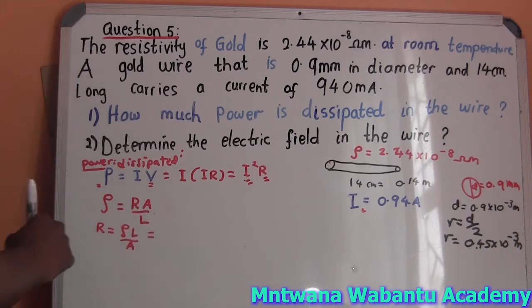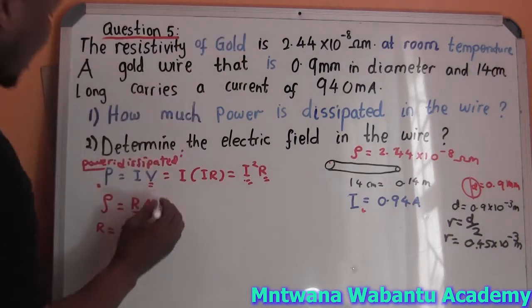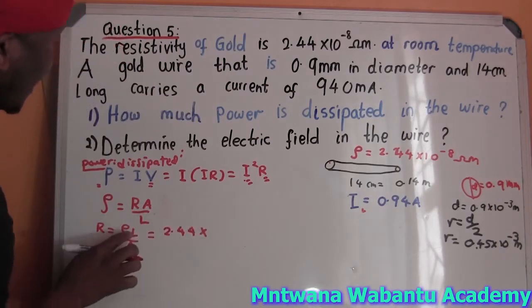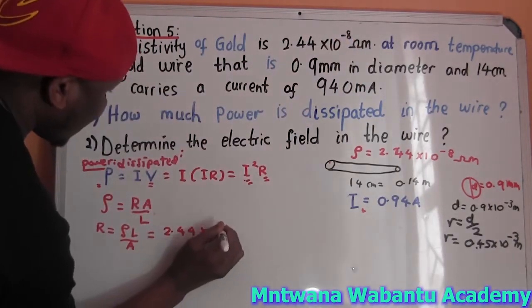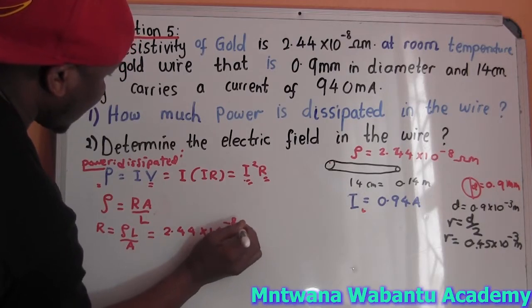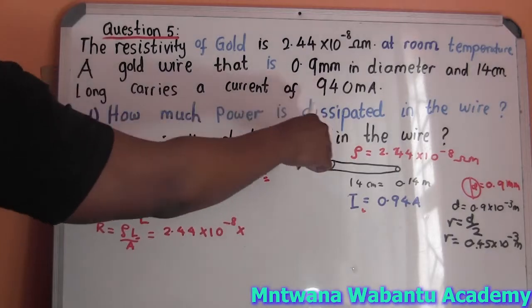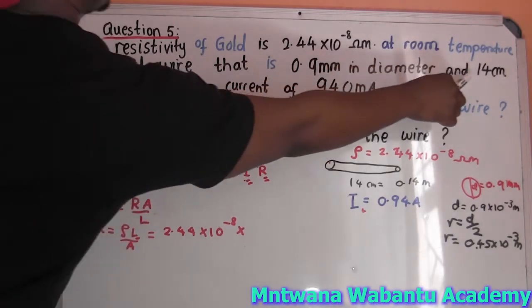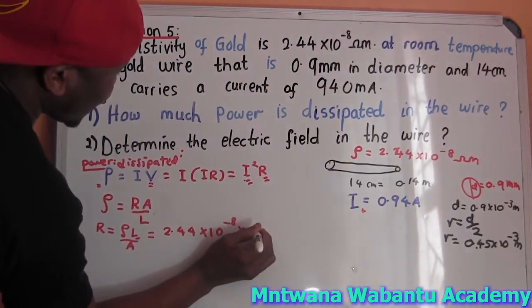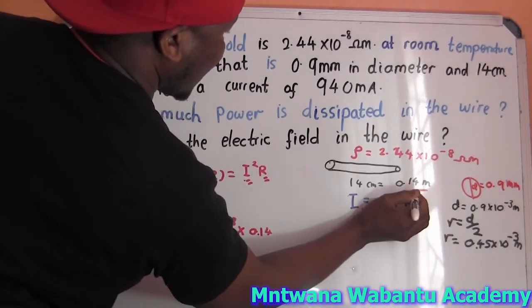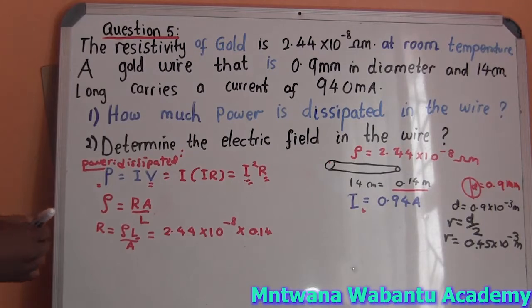Okay, so do you have resistivity? Oh yes, we have. Resistivity is equal to 0.44 times 10 power negative 8, which is given, times, do you have a length? Yes, we have a length. Length is equal to 14 centimeter, but we changed it to meter, so it became 0.14. This one right here, length.